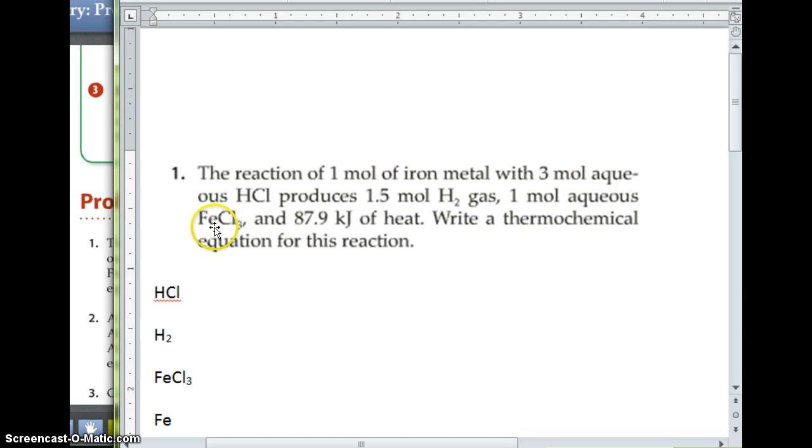All right, so they have you do the 2 problems at the bottom, and I put it in a Word document to go over. First one says, the reaction of 1 mole of iron metal with 3 moles of aqueous HCl produces 1.5 moles of hydrogen gas, 1 mole of aqueous FeCl3, and 87.9 kilojoules of heat. Write a thermochemical reaction equation for this reaction.